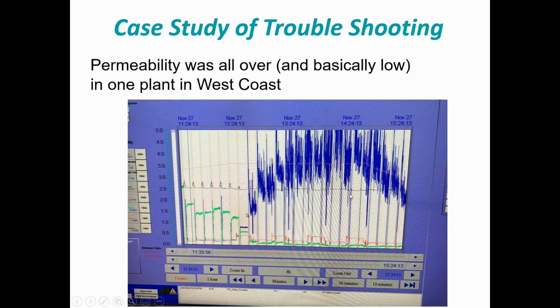Now, in case of troubleshooting, this is a plant in West Coast that I had to go to during the Christmas season. I'm not sure why, but I do very often get a call on a Friday night. I went to a plant 2 hours south from where I live 2 weeks ago on Saturday. I had a phone call on Friday night during the dinner time, but things happen on the weekends and Christmas and holidays. But anyway, we had a very weird trend at this plant, and you can see the permeability is going up and down, the TMP is all over.